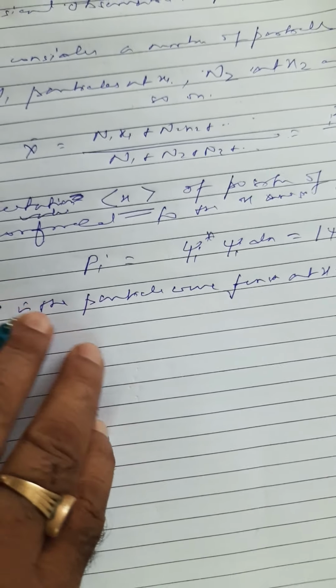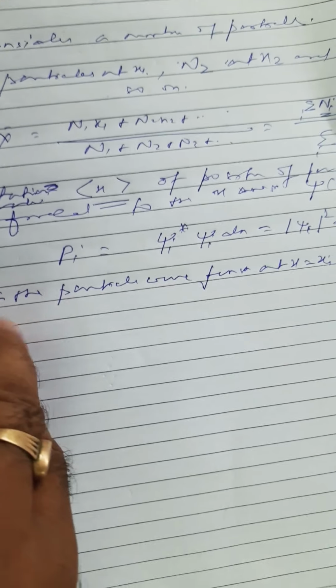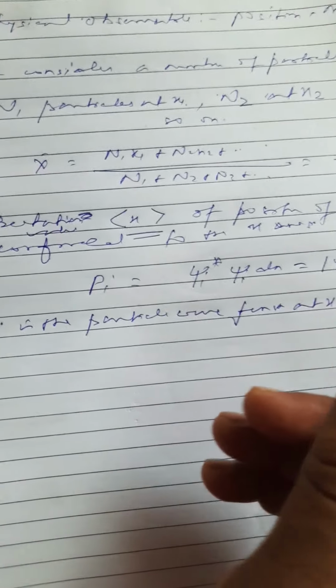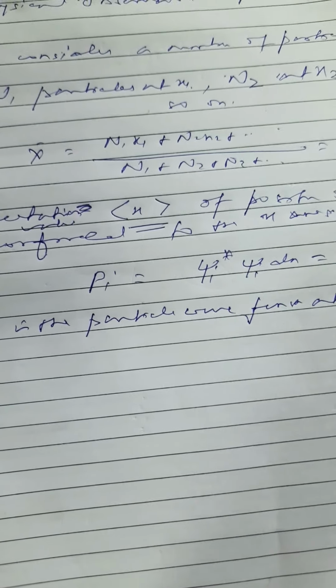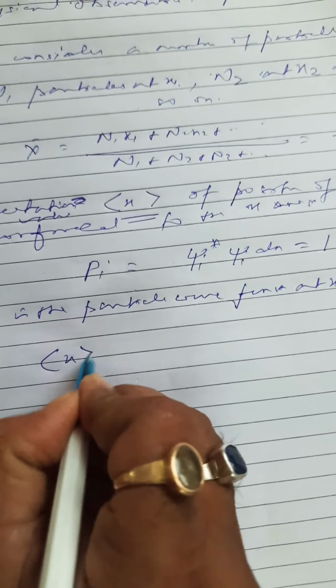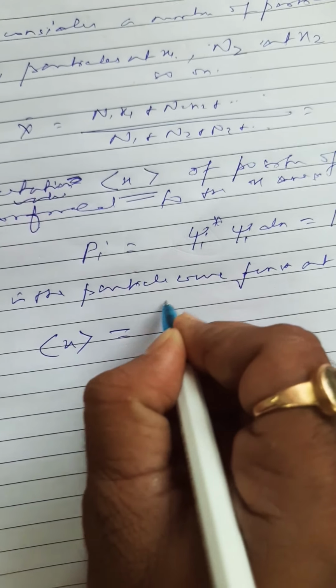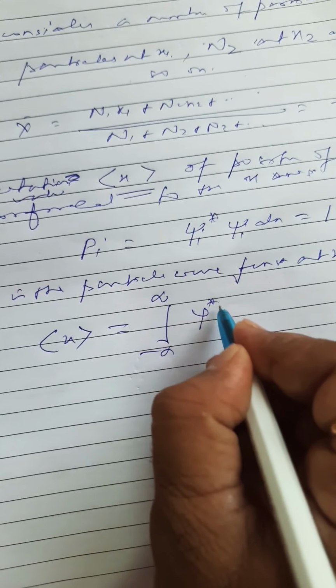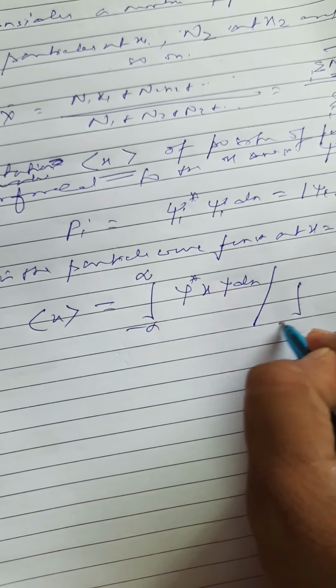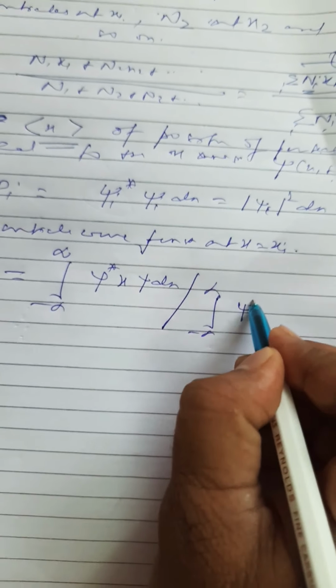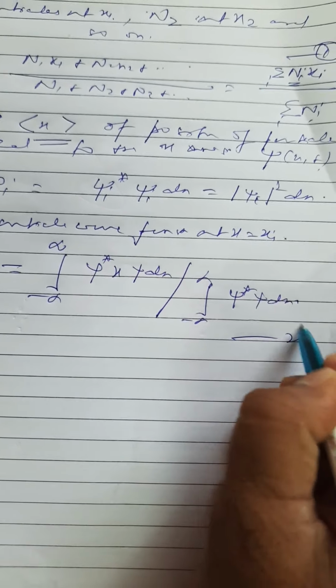Now making this substitution and changing the summation in equation 1, so we'll consider this one to be equation 1, into integrations, we find the expectation value of the position of the single particle could be written like this: integral from minus infinity to plus infinity of psi asterisk x psi dx divided by, again, the integral from minus infinity to infinity of psi asterisk psi dx. So this will be equation number 2.